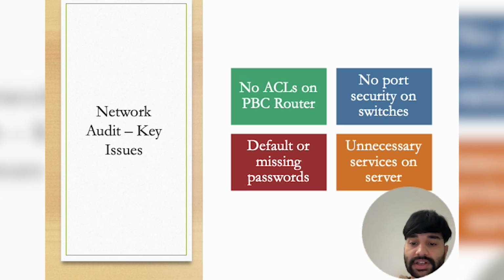In our audit, we identified critical issues: missing ACLs, lack of port security, weak passwords, and unnecessary services on the servers. These gaps increase the risk of unauthorized access. We used show run on the devices and mapped against our IRP and policies to find missing controls. The next slide will be discussed by Amar.